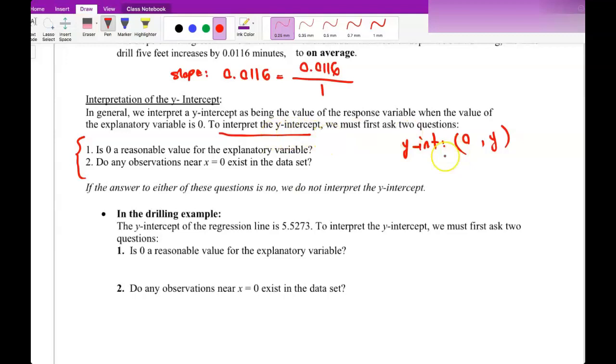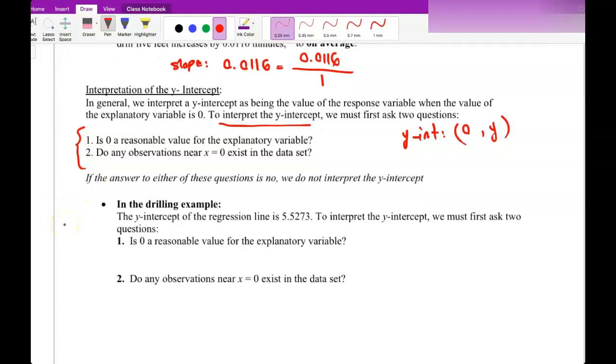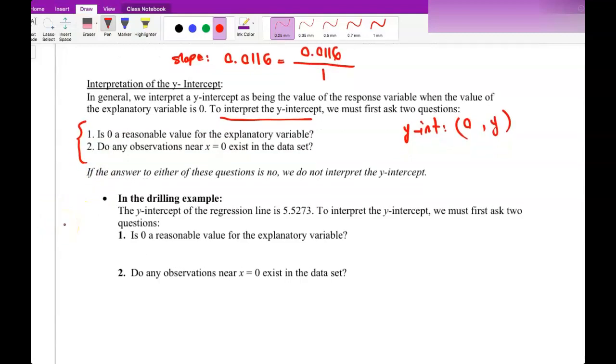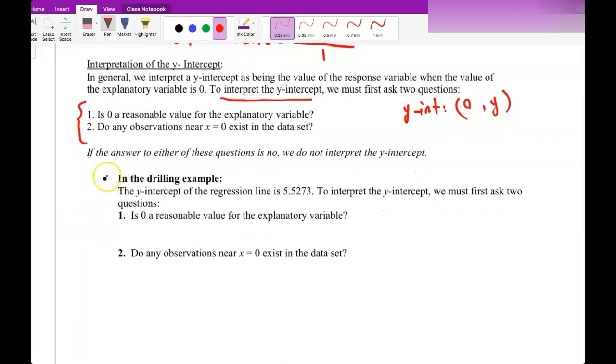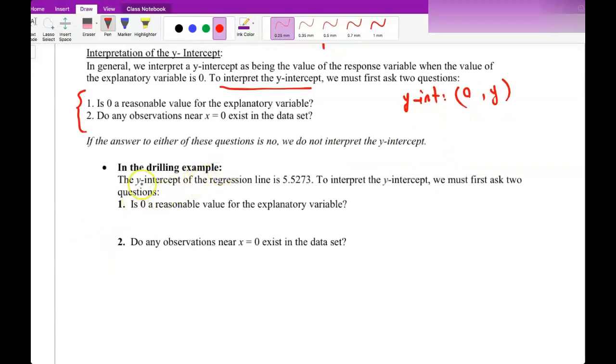Okay, this is because to have a y-intercept, we should have x equal to 0. If not, we're not able to have that y-intercept. That's why we should ask these to see if we have that explanatory variable equal to 0 or close to 0. If the answer to either of these questions is no, we do not interpret the y-intercept, so we're not going to have a y-intercept.